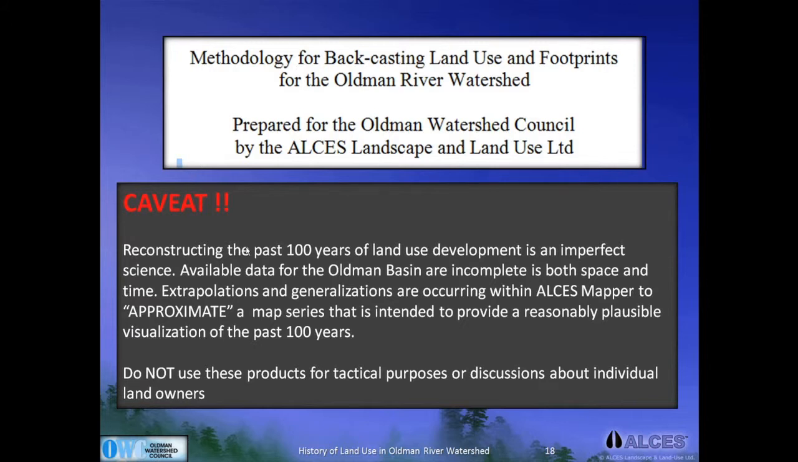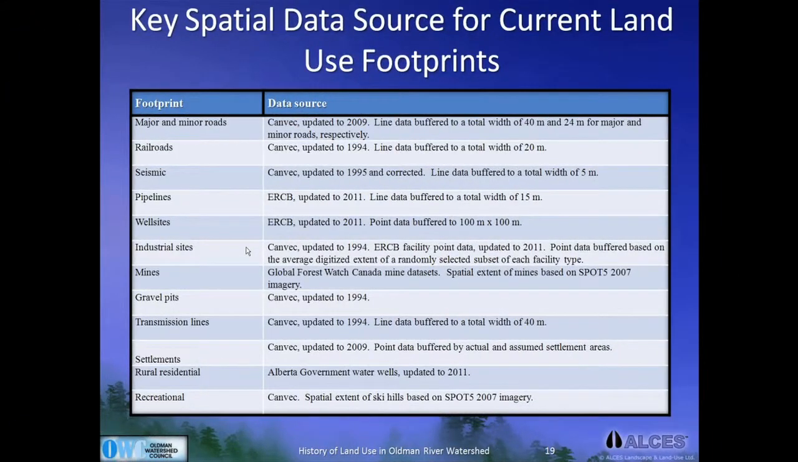In terms of building the arrival of these land use footprints, we used a variety of public domain data, and here we get to see them for the major and minor roads, railroads, seismic lines, pipelines and well sites, industrial sites, mines, gravel pits, transmission lines, settlements, rural residential, and recreation. Many of these data sets were current up until 2007, and some, such as seismic lines, dated back to 1995.